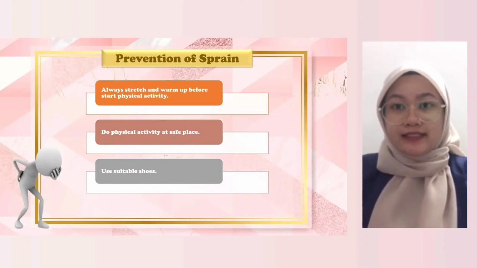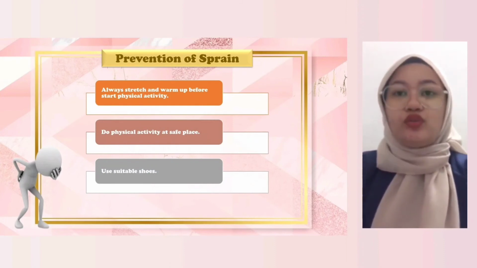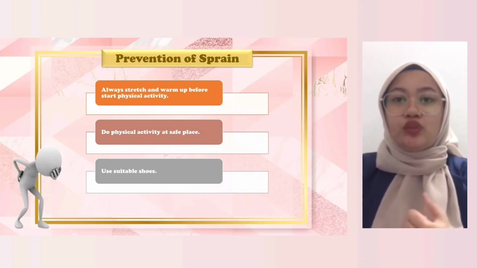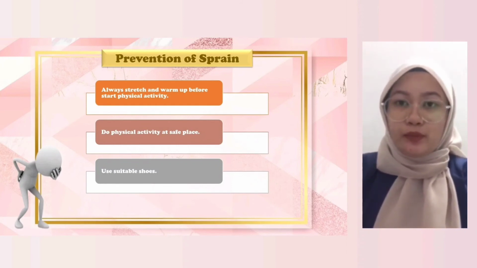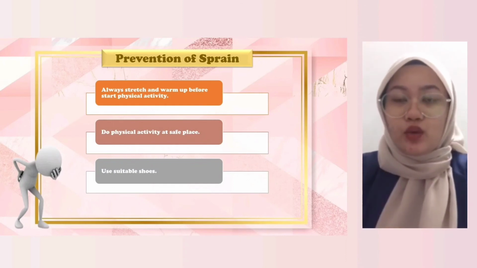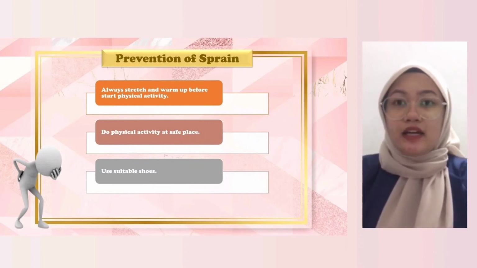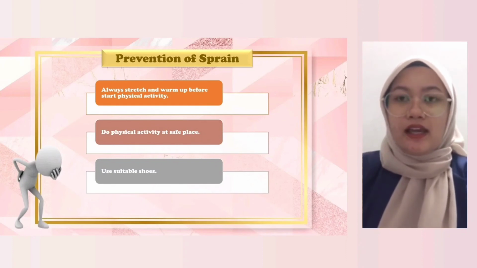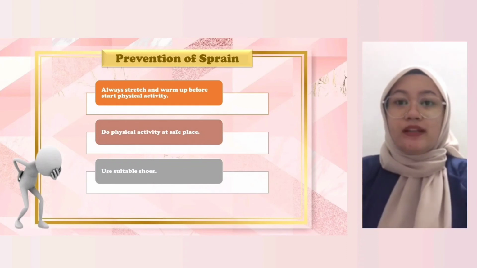Okay, for the next slide, we move to the prevention of sprain. So the first thing you should do to protect your body from a sprain is to warm up properly before you do physical activity. It is important to warm up the muscle because it will increase their range and avoid tears and can avoid trauma to connective tissue.